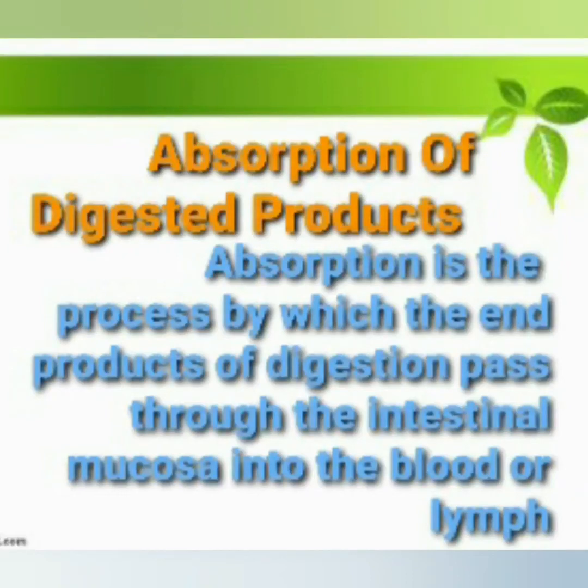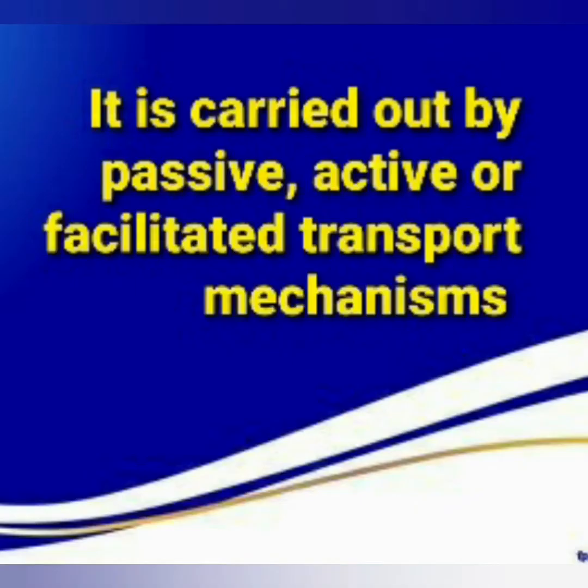Absorption of digested products. Absorption is the process by which the end products of digestion pass through the intestinal mucosa into the blood or lymph. It is carried out by passive, active or facilitated transport.